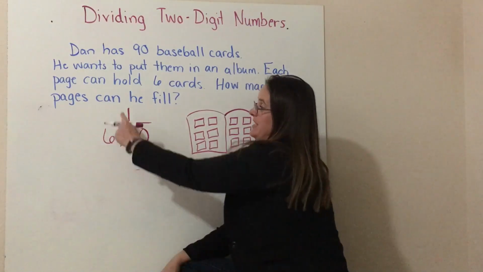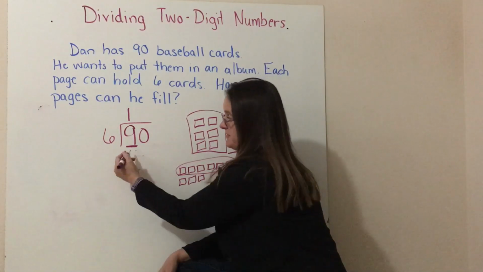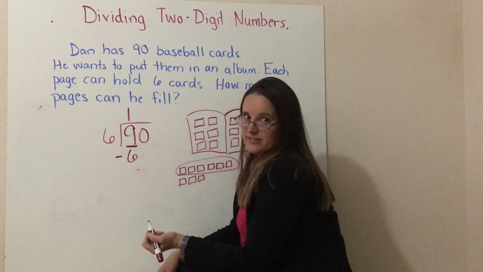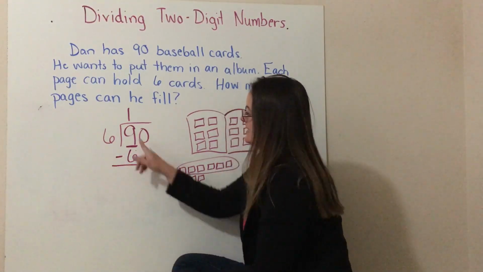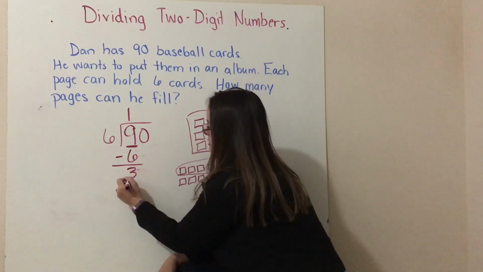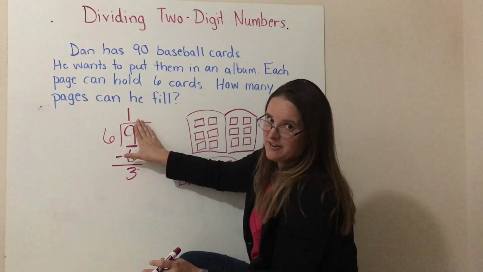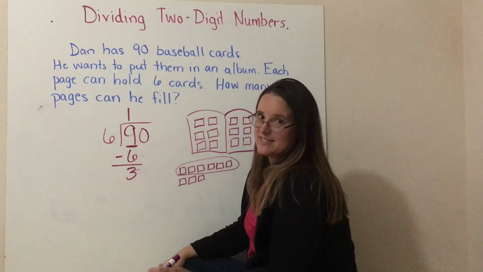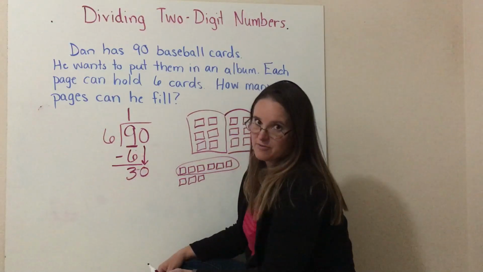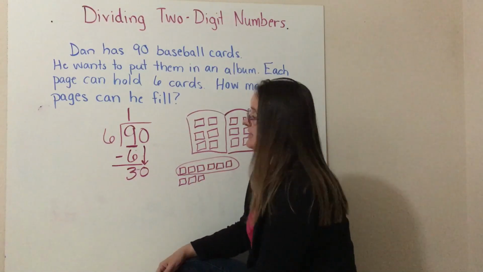Our next step is to say 1 times 6 equals, well, one group of 6 is 6. Our third step is to subtract. Again, ignoring the 0, 9 minus 6 is 3. Now that we're completely finished with my tens place here, now I'm going to take a look at that 0 and I'm going to drop it down here next to the 3.